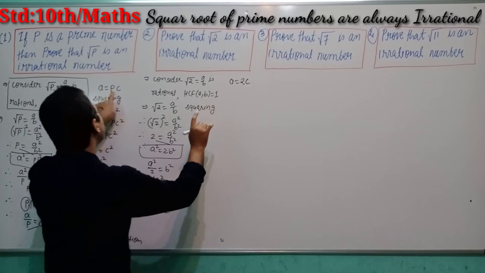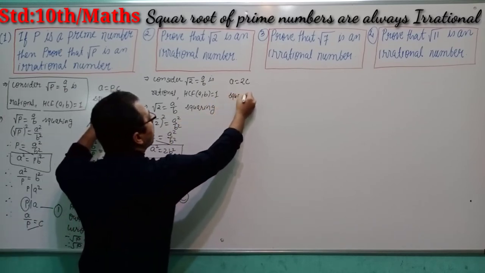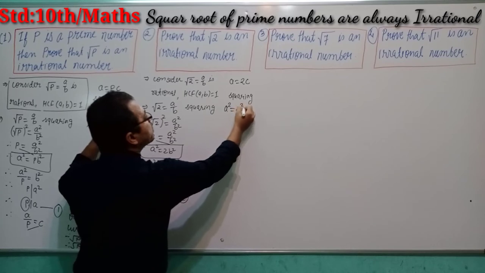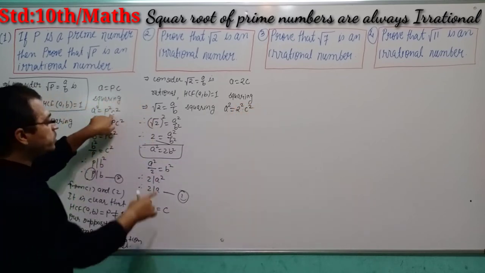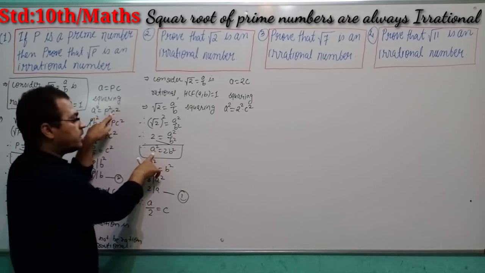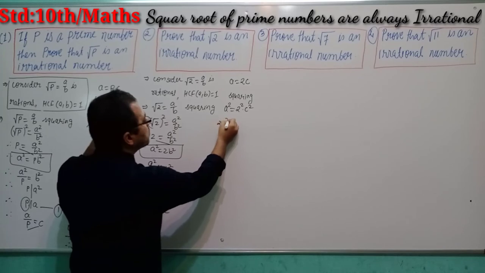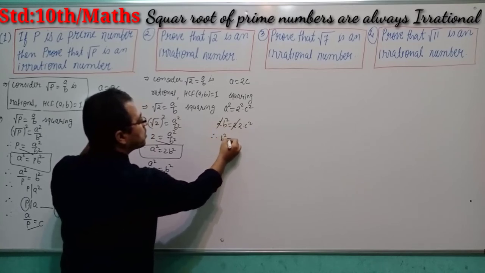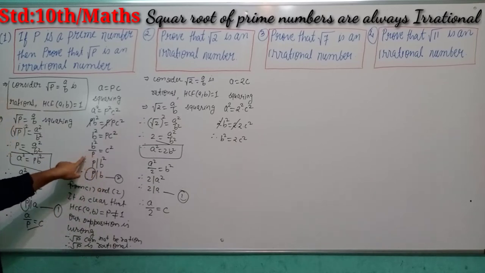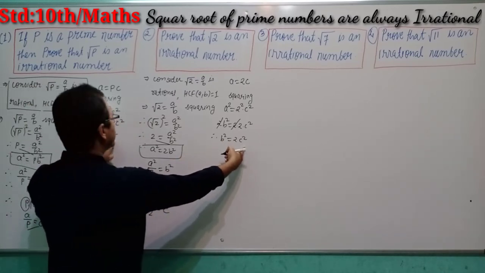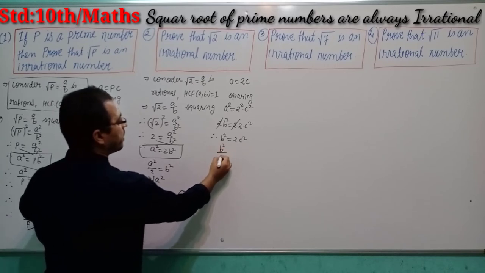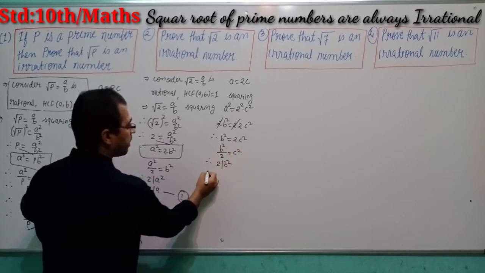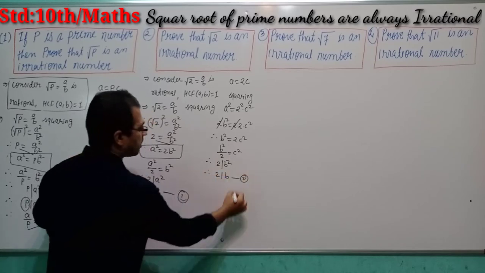In place of P, we have to write 2. Now again squaring, student. What are we getting? A square is equal to 2 square into C square. Now you can substitute the value of A square from here. What is the value of A square? 2B square, right? So 2B square can be written as 2 into 2 into C square, 2 cancelled out. So B square is equal to 2C square. So B square divided by 2, you are getting C square, it means 2 divides B square, it means 2 divides B. So this is result number 2, right?